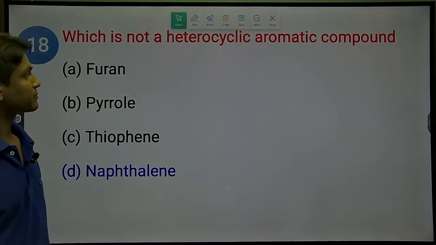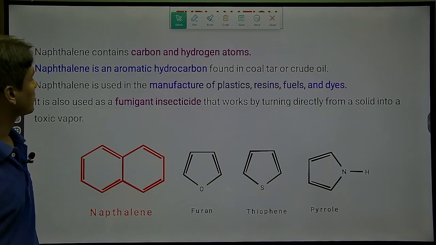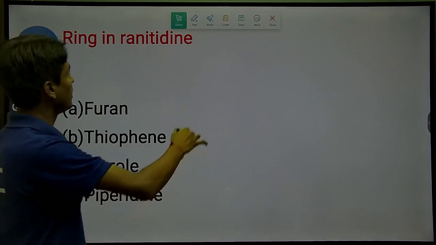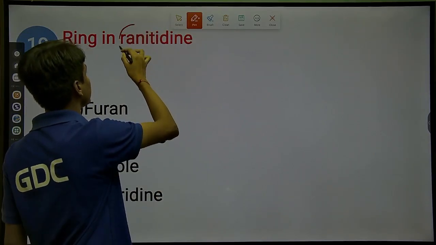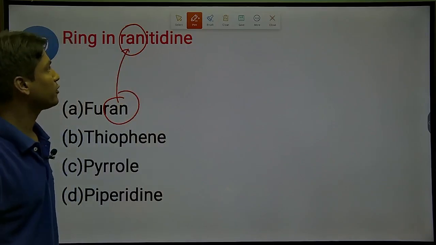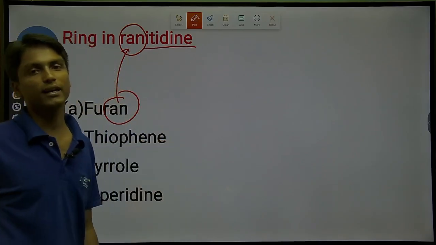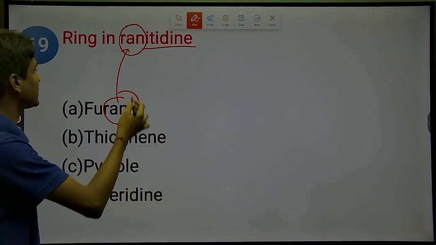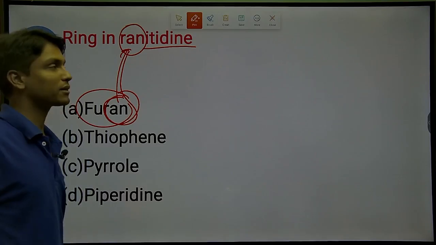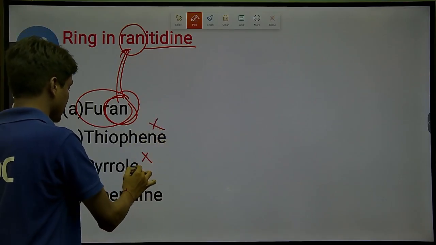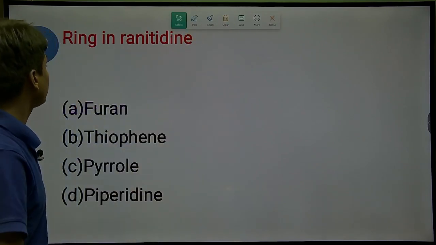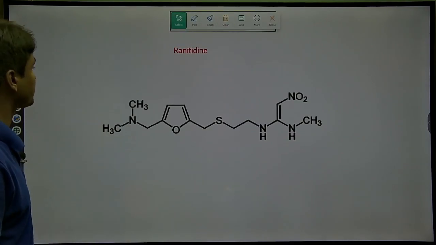Next, so the answer is naphthalene only. Next, ring present in ranitidine. See, it is in the name itself. Ran is nothing but furan. Tidine is guanidine related. So furan, that is ran, is present in ranitidine, but not thiophene, not pyrrole and not piperidine. Hence the answer is furan only.